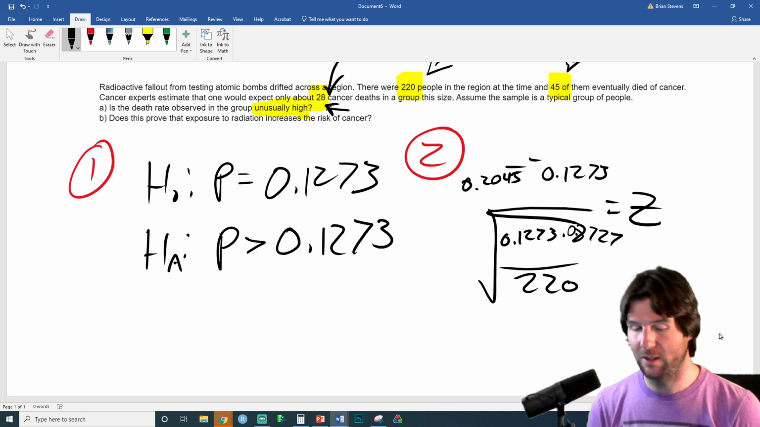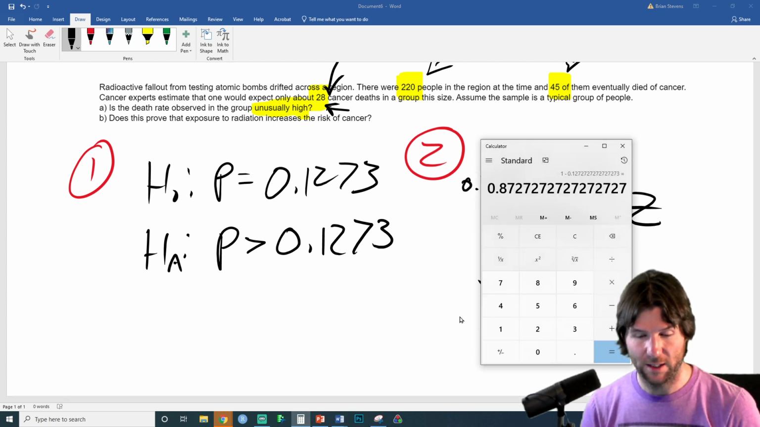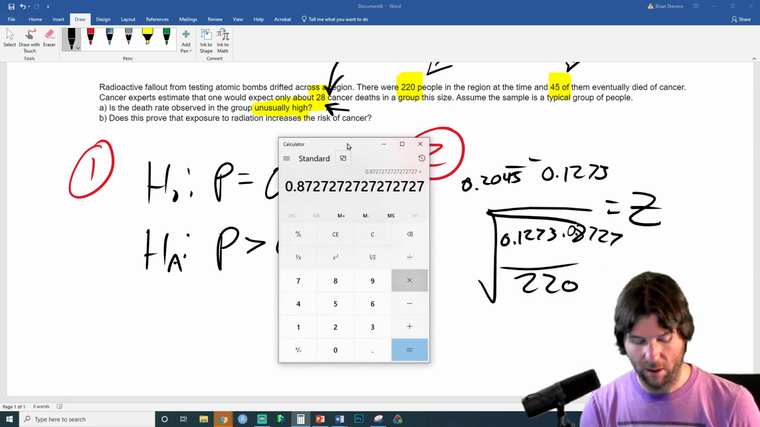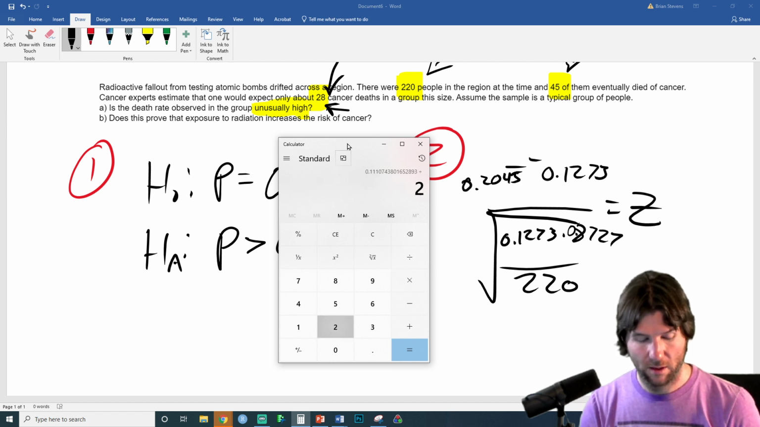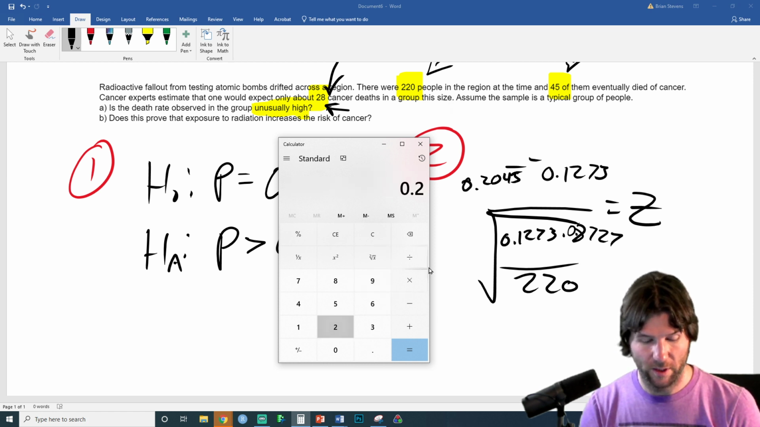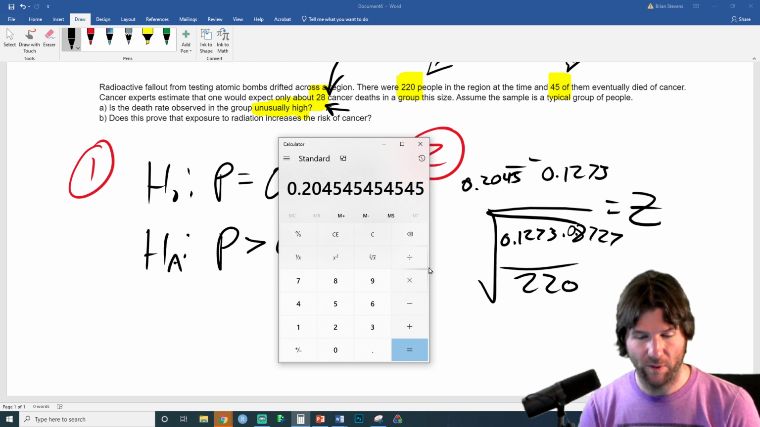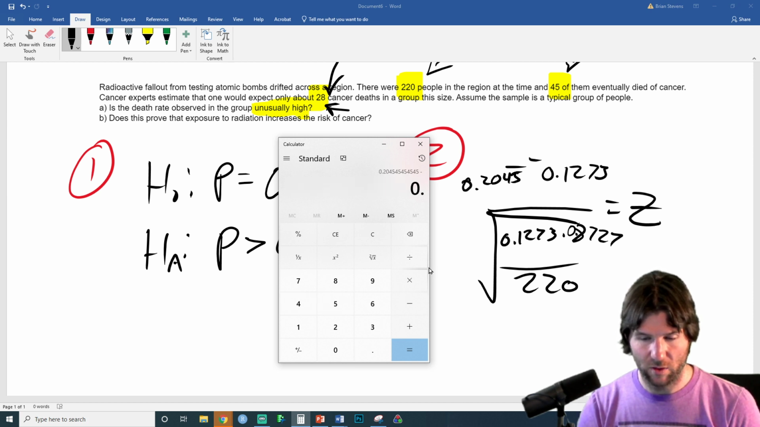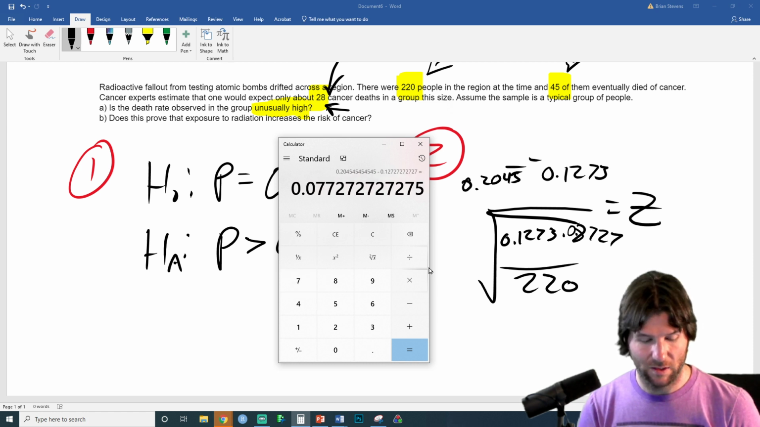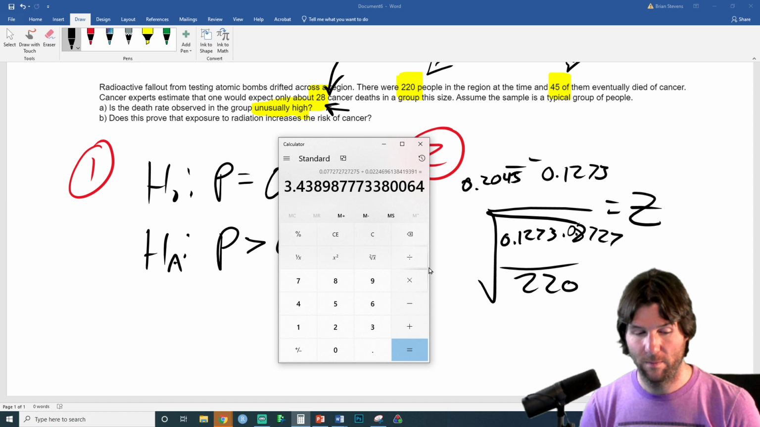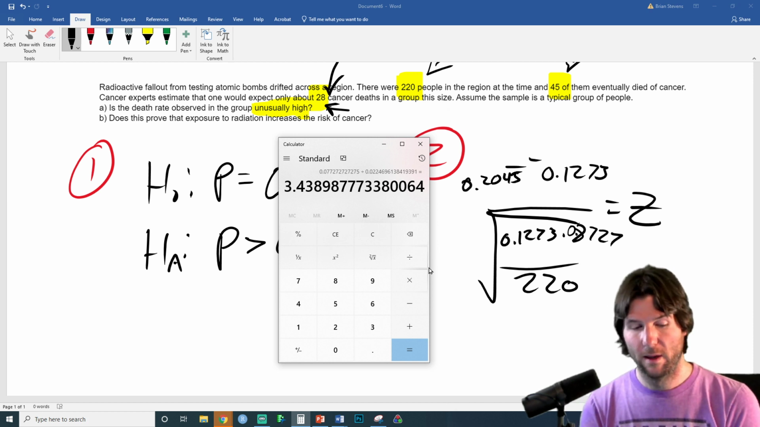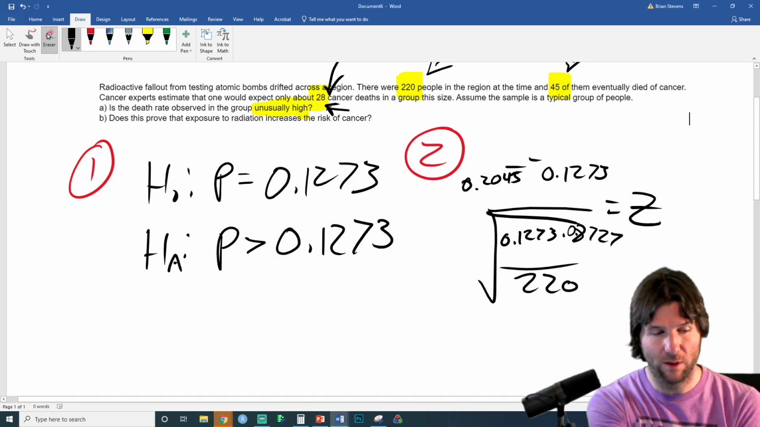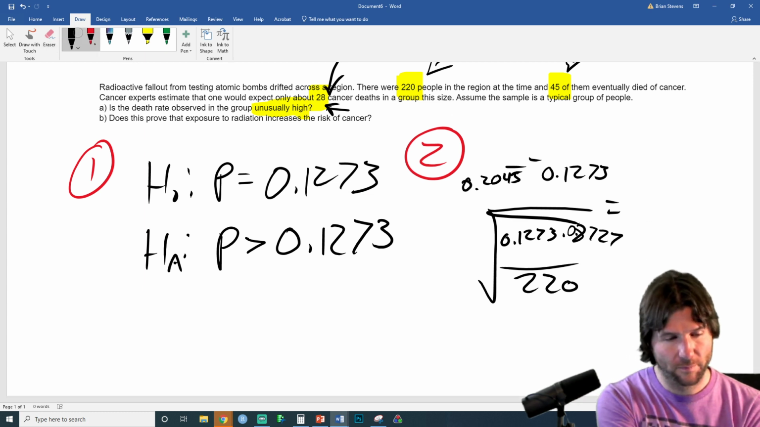So now this will help us find Z right here. Let's give it a shot. So there's Q naught, there's P naught, divide by N, square root. We get that right there, so we copy that. Then we do 0.2045454545 minus 0.12727272727. So that's that. We divide by the standard error. Then we get the following z-score. So that's 3.44, rounded to 2 decimal places.